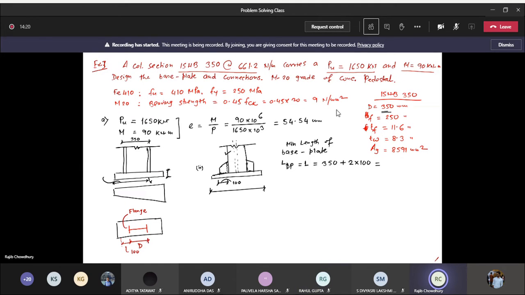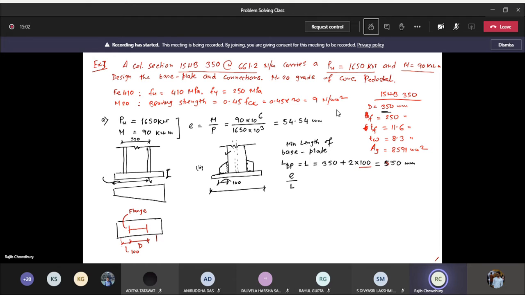Okay, fantastic. So if we assume this 100 mm projection, it would be on both sides. Then things are coming to something like 550 mm, by an assumption that this much would be your projection from the column flanges. Now, the next part is I'm going to find a particular ratio.